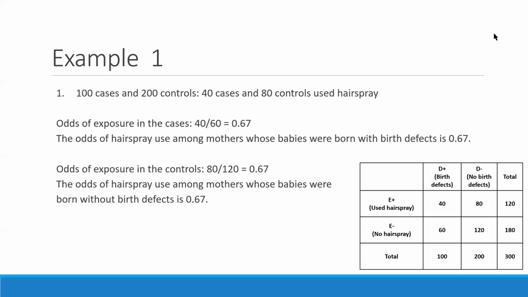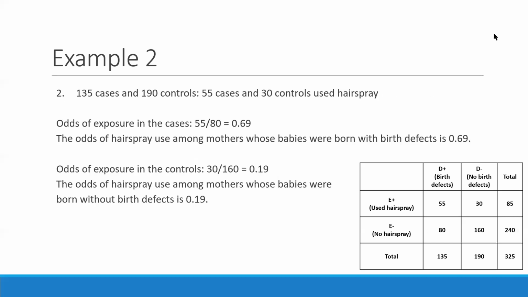So the odds of exposure here in the cases is 40 divided by 60. And the odds of exposure in the controls, we have 200 controls, 2 controls per case, 80 over 120. You can do the math. The odds ratio is 1. Right. Okay, which tells you there's no association.